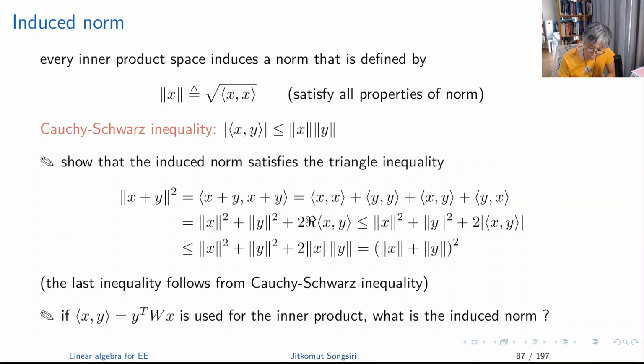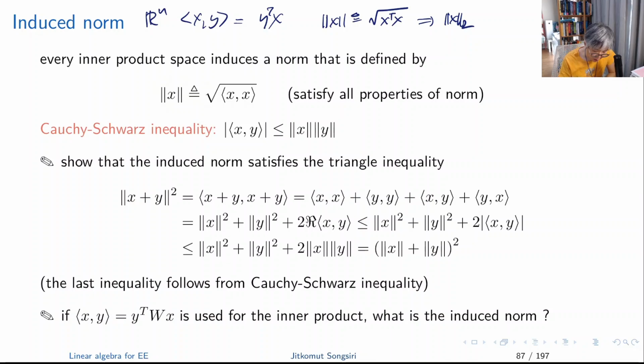For example, in the vector space of R^n, if you define the inner product with x transpose y or y transpose x, we say that the induced norm that is induced from this inner product is going to be the square root of x transpose x. And that is the typical two norm, the conventional two norm that we already saw.